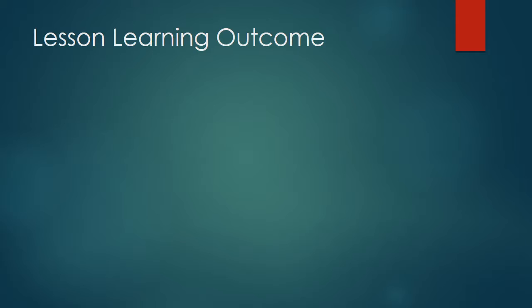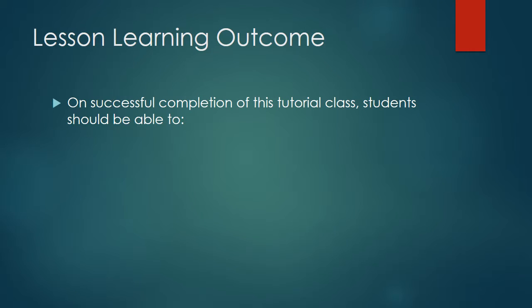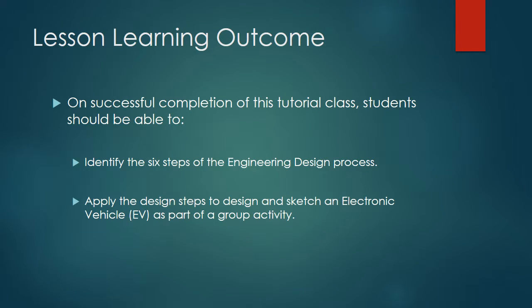So as part of the lesson learning outcomes for this tutorial, number 1 is the student should be able to identify the 6 steps of the engineering design process, and secondly, apply those 6 steps to design and sketch an electronic vehicle as a team. So students have assigned groups, where they will be attempting their design project throughout the semester, and they will be put in those groups and required to solve this problem.